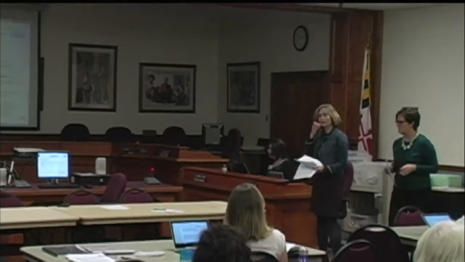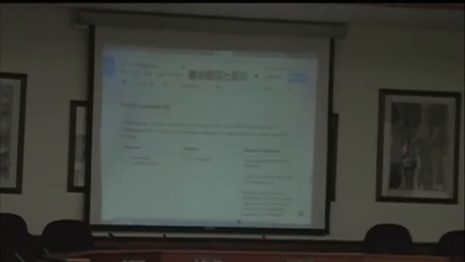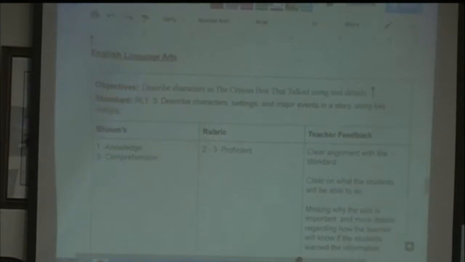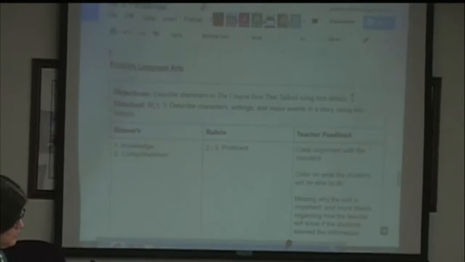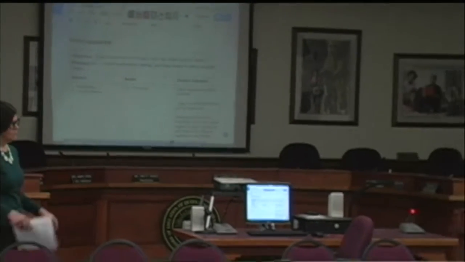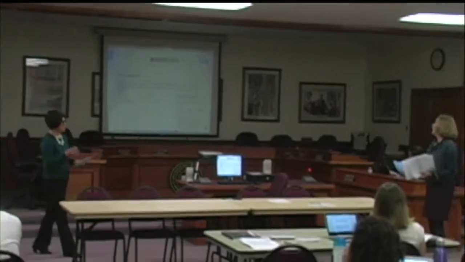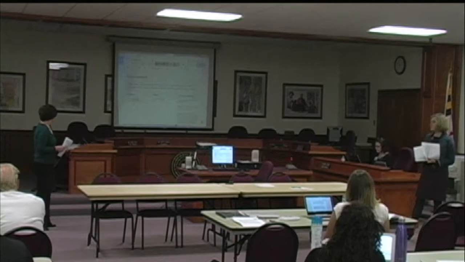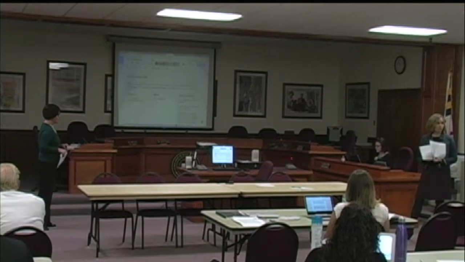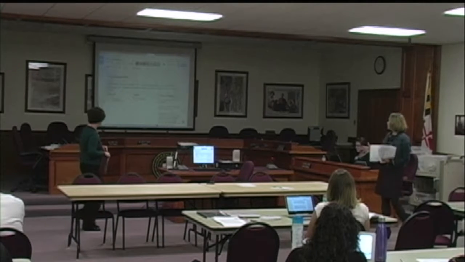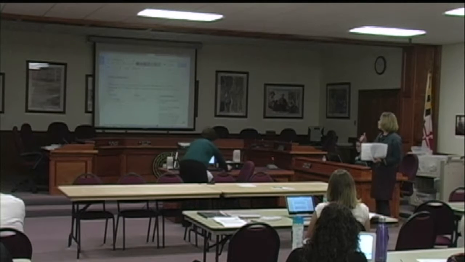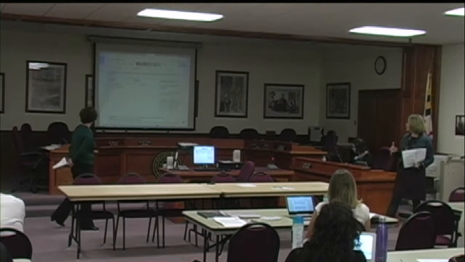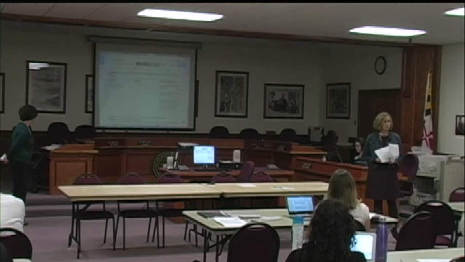Okay, so I have the first objective. It's from first grade, and we gave it a level 2 for Bloom's taxonomy. The word describe is listed in both knowledge and comprehension, but in order to describe the characters using key details, they have to demonstrate a level of comprehension there. We said that the objective was a 2-3 on the rubric, so it was proficient, and we were happy with the objective. Some feedback that we would give was that there was a very clear alignment with the objective and the standard, and that the objective was very clear on what the students needed to know and to be able to do.